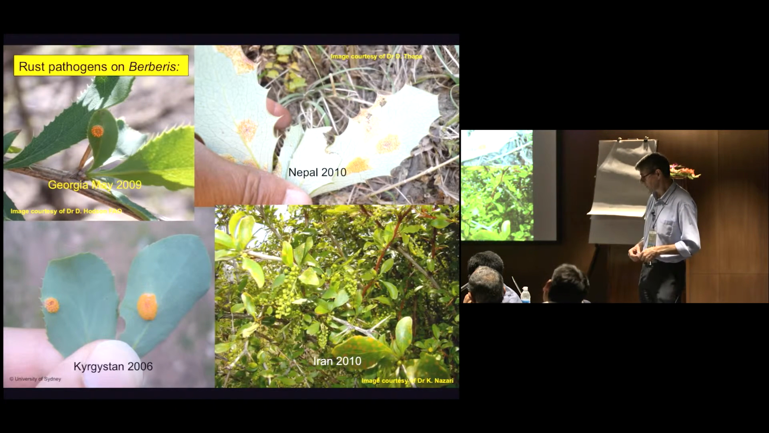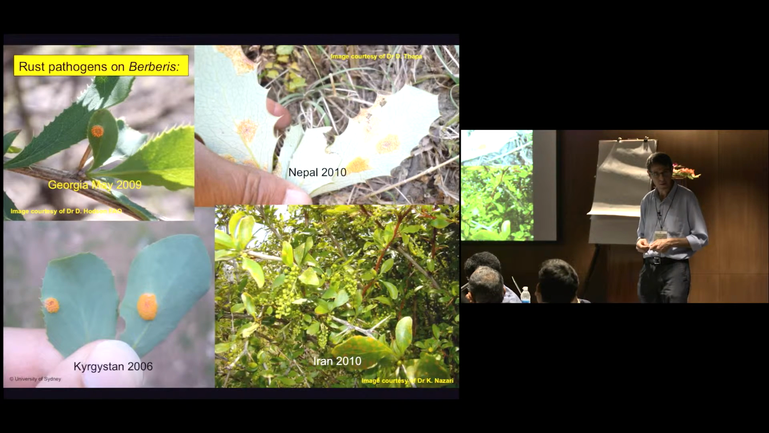Just some pictures of Barberry. You've already seen these. The big question is, when you do find aecial cups on Barberry, what are you actually looking at? There are quite a few rusts that actually do undergo sexual recombination on Barberry.